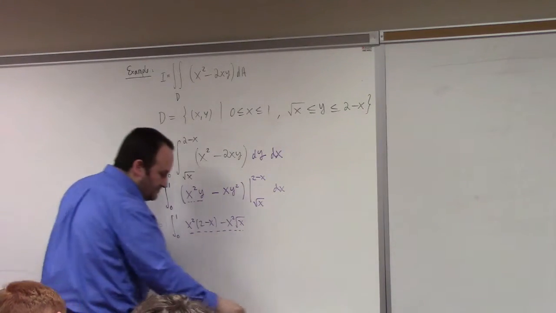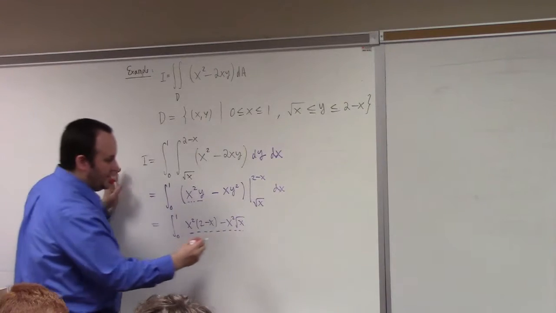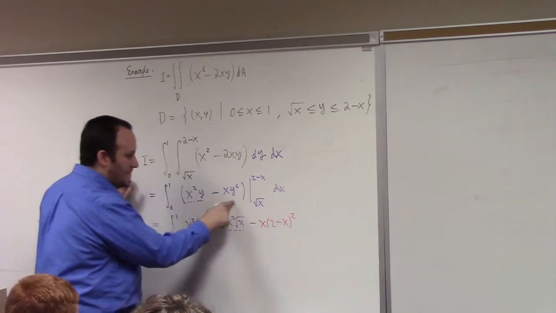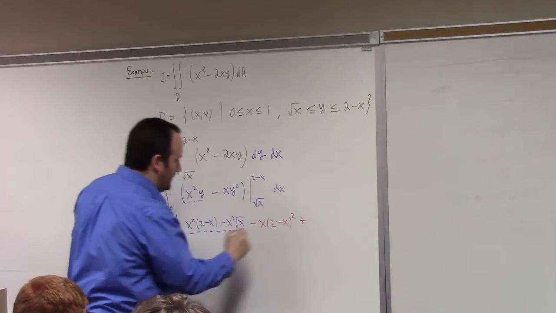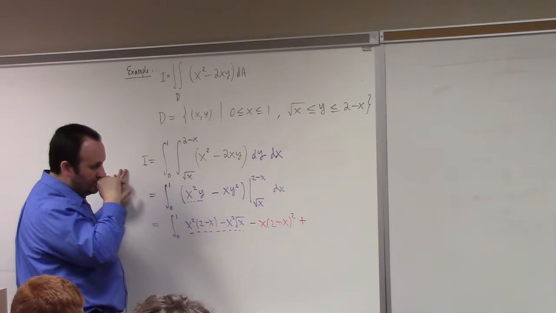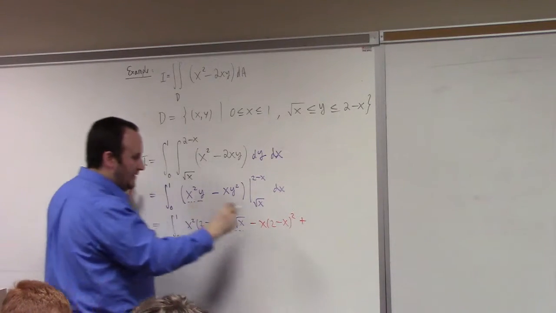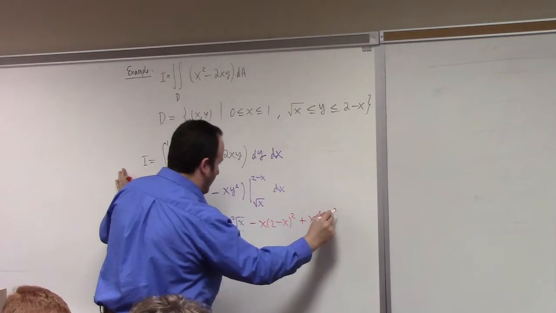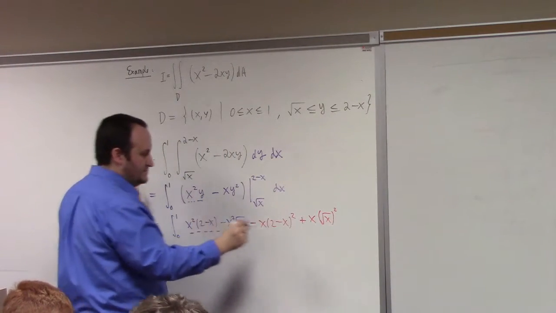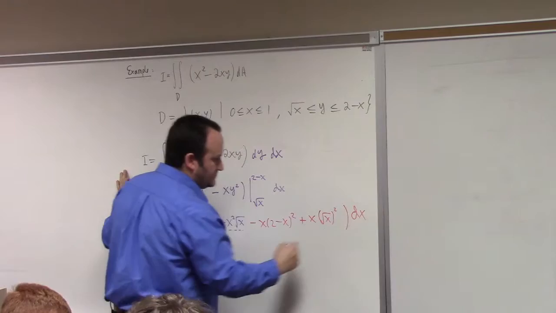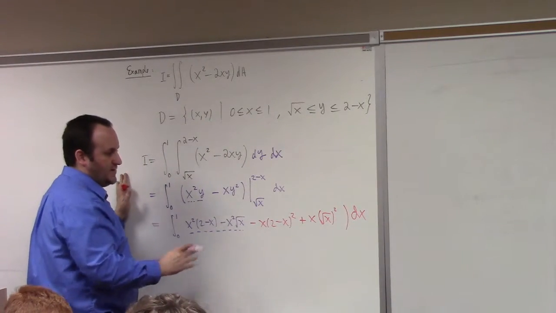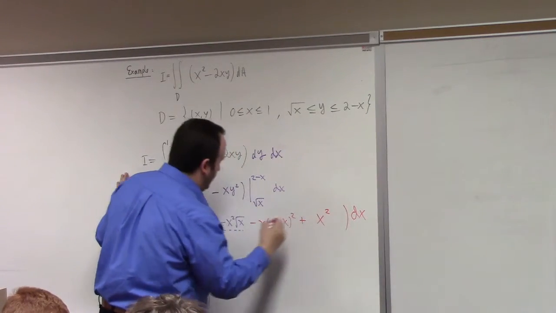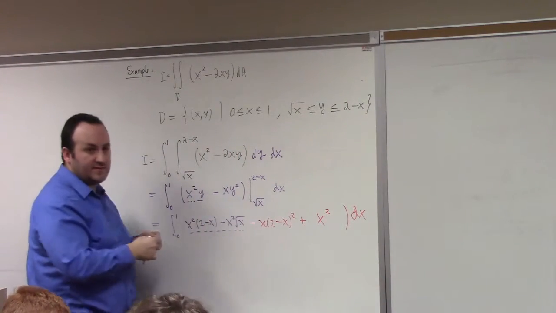And then the second term, I get minus x times 2 minus x quantity squared plus, now, x times the square root of x squared, right? But I can rewrite that as what? X squared. Right, this last term is just x squared, right? Because the square root of x squared is x again.